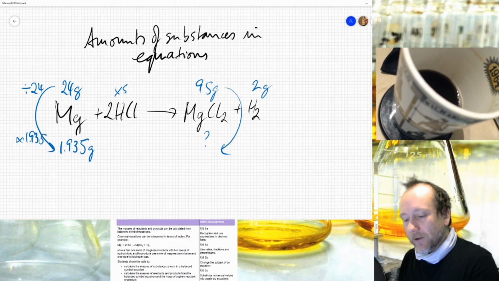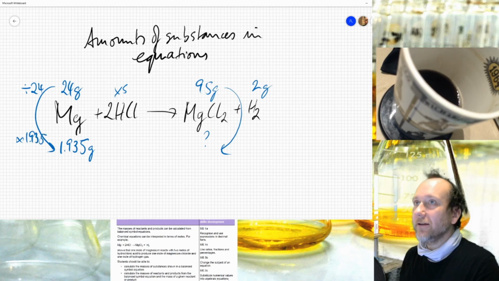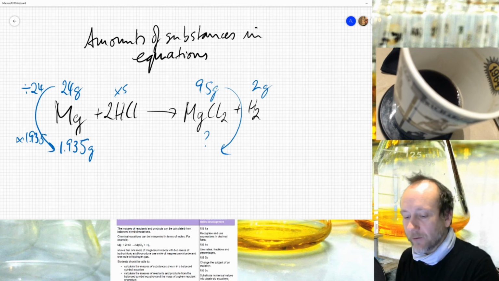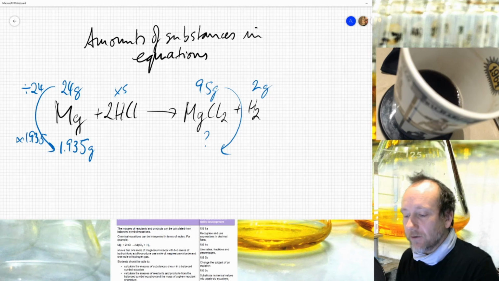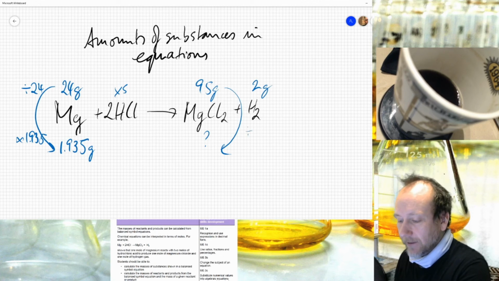Now you might think, what on earth is the value of that on the left-hand side? And the value is nothing, but you get from 24 grams to 1.935. So that shows you what you need to do with the number on the right-hand side in order to get from 95 grams to the corresponding number. Okay, so you divide by 24, and then you times it by 1.935.